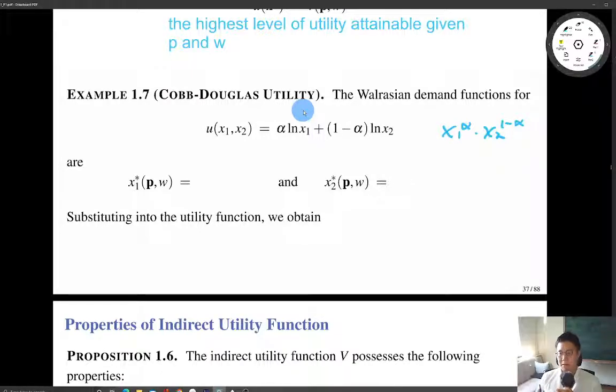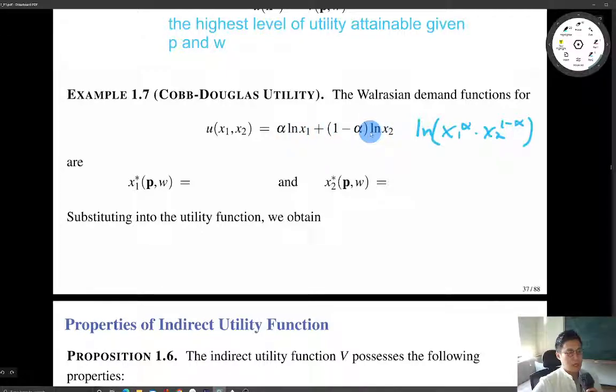But utility representation has an ordinal property, right? So it does not matter whether we take a natural logarithm here. It still represents the same preference because the natural logarithm is an increasing function. So after taking the ln, the function becomes linear with respect to the logs: alpha ln x1 plus 1 minus alpha ln x2.